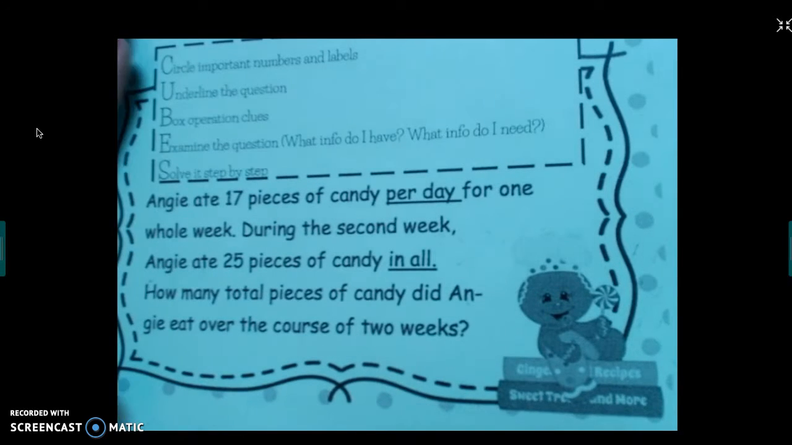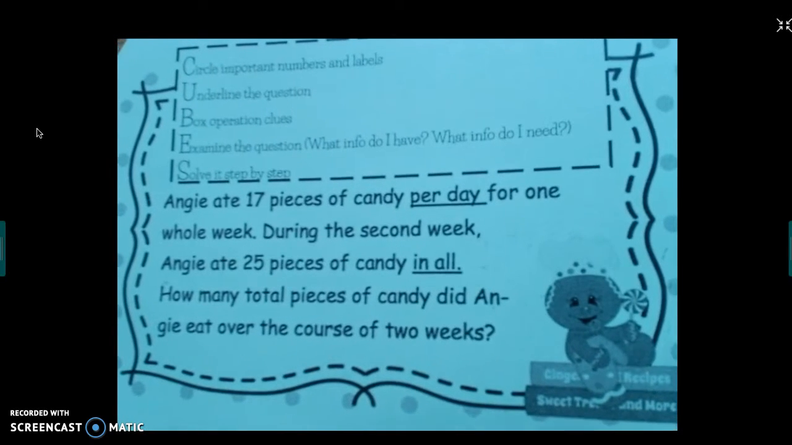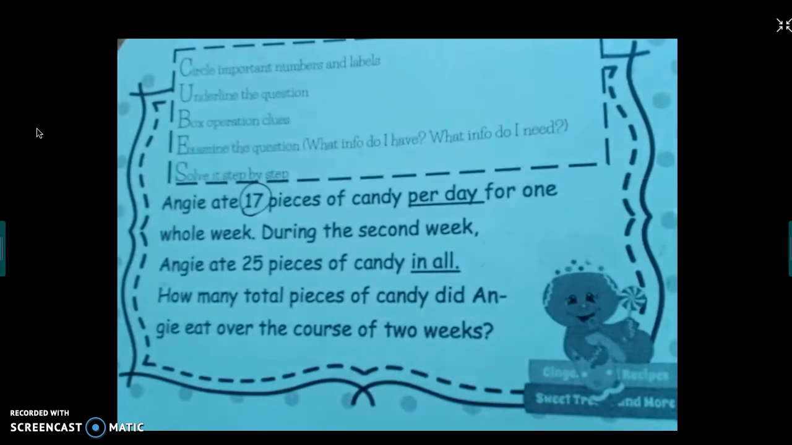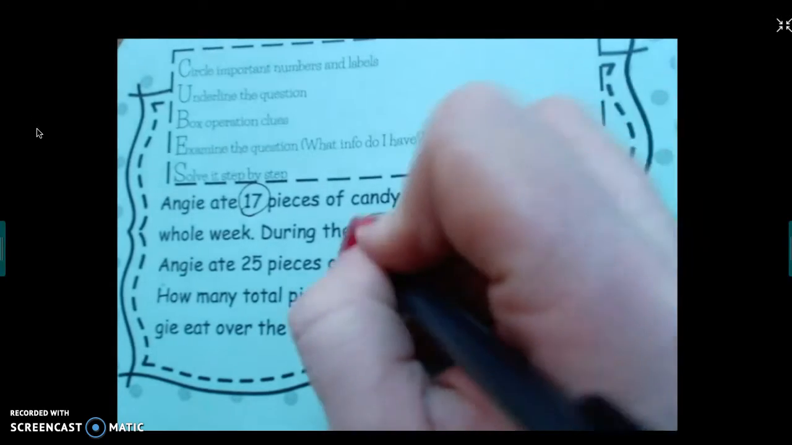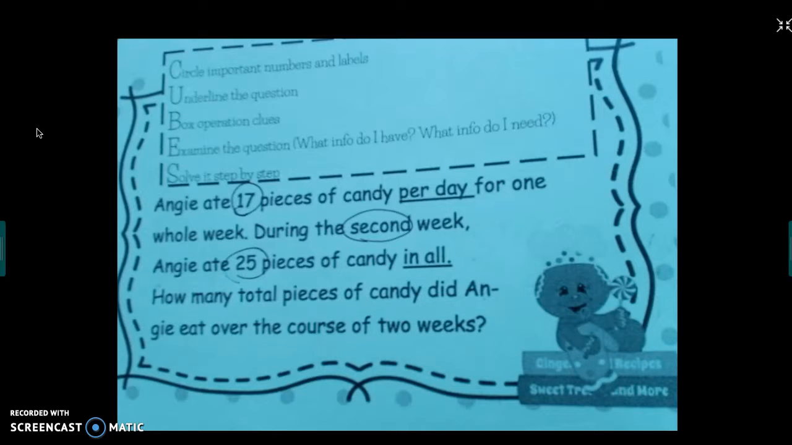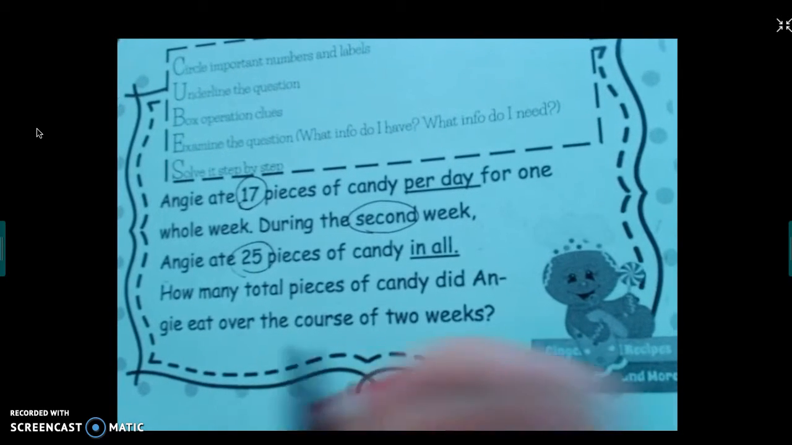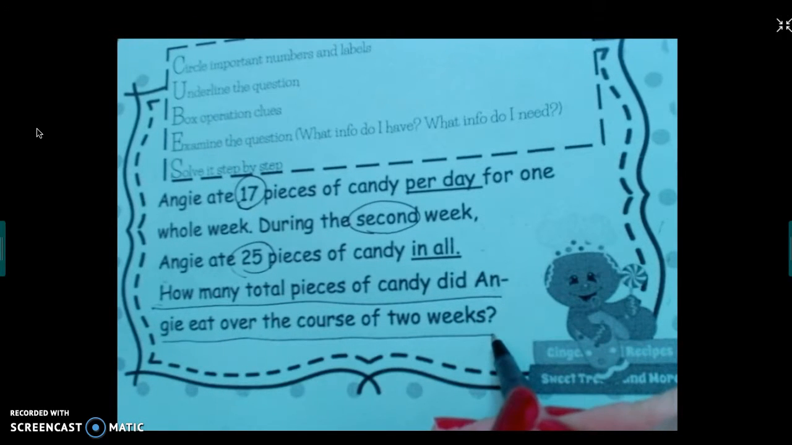All right, what this says is Angie ate 17 pieces of candy per day for 1 whole week. During the 2nd week, Angie ate 25 pieces of candy in all. How many total pieces of candy did Angie eat over the course of 2 weeks? We're going to circle the important numbers: 17 pieces of candy per day for 1 whole week. During the 2nd week, Angie ate 25 pieces of candy in all. How many total pieces? We're going to underline the question, which is how many total pieces of candy did Angie eat over the course of 2 weeks?